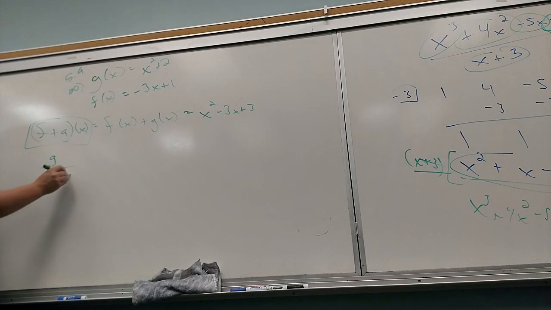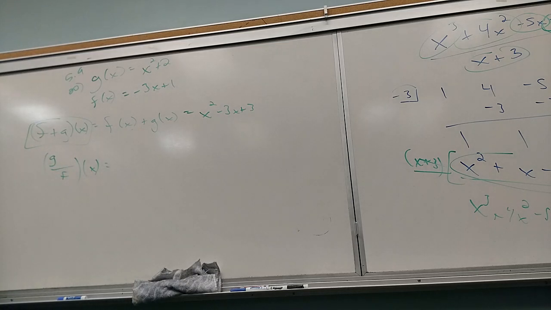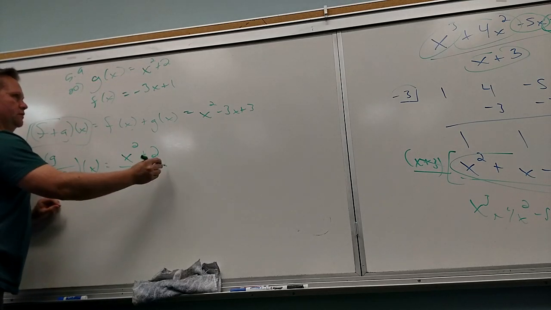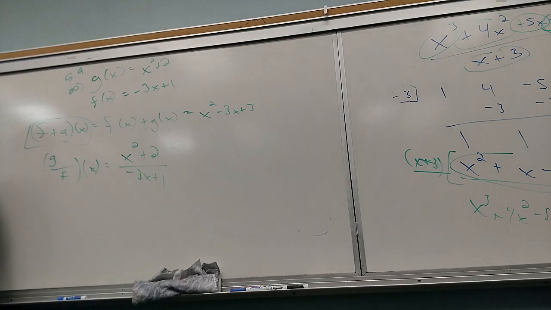So the question they're asking you, instead of this, is I think it's g over f, right? It's division. Yeah, it's division. So how do you get this? Divide. Yeah, you take g, and you put it on top of f. And then you're done. That's awesome.